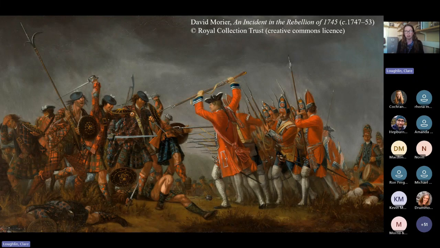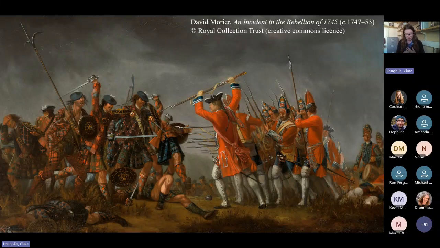It sets up stark divisions that in many ways just did not exist. That clear-cut split down the middle of the image between tartan-clad Highlanders and pro-Hanoverian redcoats obscures the fact that Jacobitism was about far more than just the Highlands, or indeed just Scotland. Jacobitism was an international movement that attracted supporters from across the three kingdoms of Scotland, England, and Ireland.